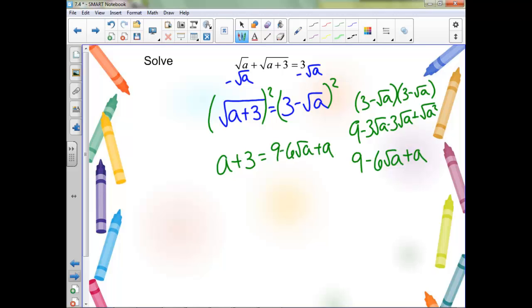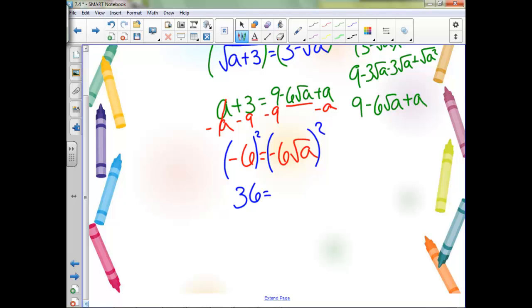So we're left with that. Notice we now still have a root, so we now have to get that completely by itself. So subtract our 9, subtract our a. The a's cancel. 3 minus 9 is negative 6. We've got our root by itself. We can square both sides.